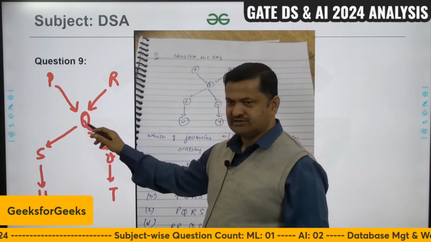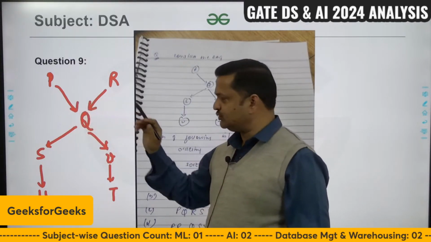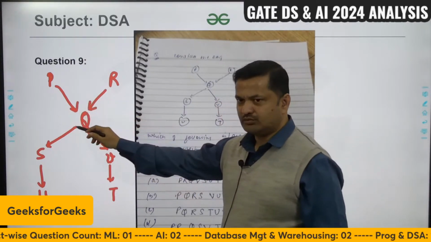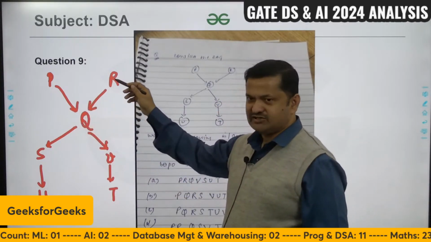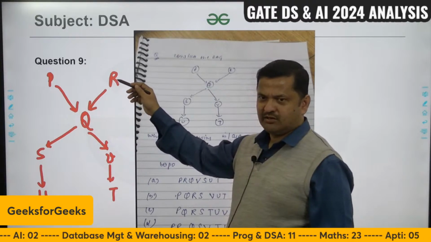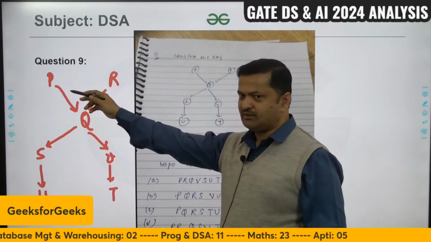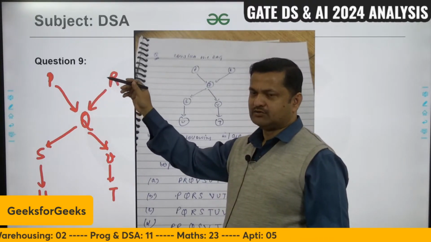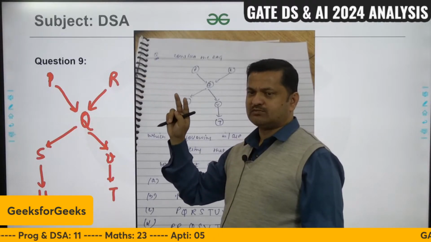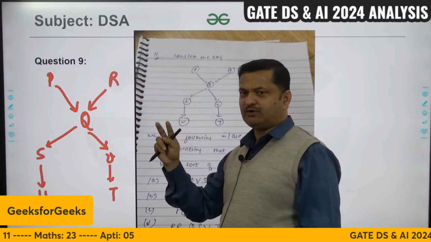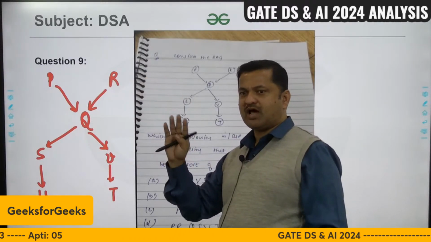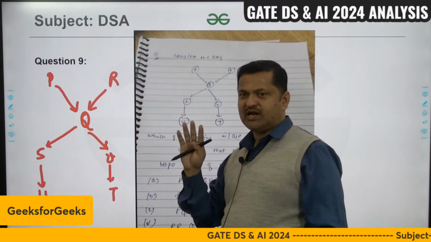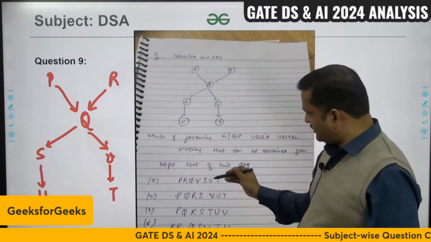Looking at this, yes, the in-degree is 2. So we cannot start with Q, because R is still left that has in-degree 0. So either we can start with P or we can start with R. So the starting sequence, or you can say the ordering of the nodes, can be PR or RP. So we have to look at this particular possibility.